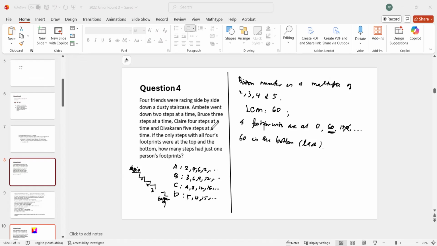Okay. So far, so good. So what does this mean now? How many steps have just one person's footprints? Now, how do we do that? If you want only one person's footprints, it means that you want only one of those 4 people to land on that step. See? So let's start with 2.